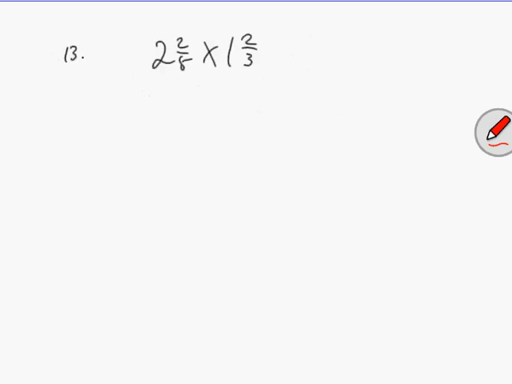Question 13 is 2 2/5 times 1 2/3. We said before that there are multiple ways you can do it, but the easiest way to multiply two mixed fractions is to express both as improper. So 2 2/5 is 12/5 multiplied by 5/3. If you can cross reduce, you should do so, but we're not going to right yet. I'll do it at the end.